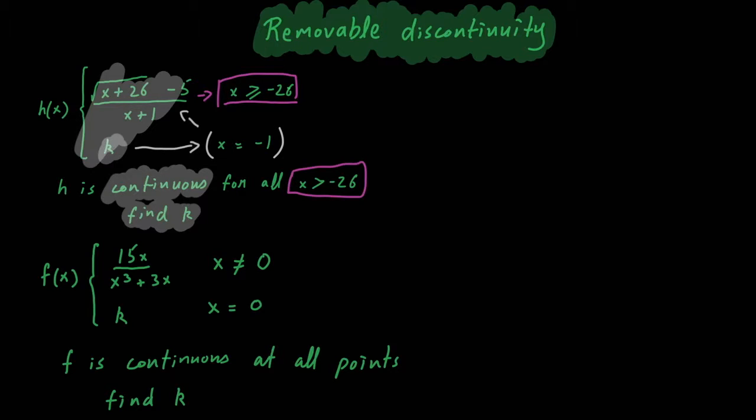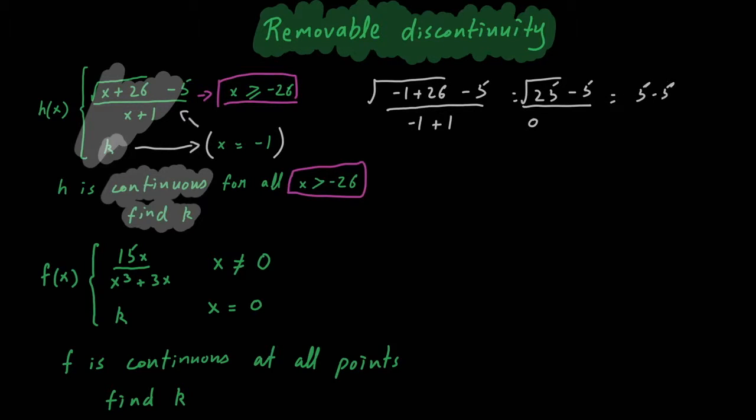So if I substitute, I will get minus 1 plus 26 under root minus 5 divided by minus 1 plus 1, which is 25 under root minus 5 divided by 0, which is same as 5 minus 5 divided by 0, which is 0 divided by 0. Now we know that whenever we have a 0 divided by 0, we have to manipulate the equation to find the answer. The first step is to try taking common, which we can't do in either the numerator or the denominator.